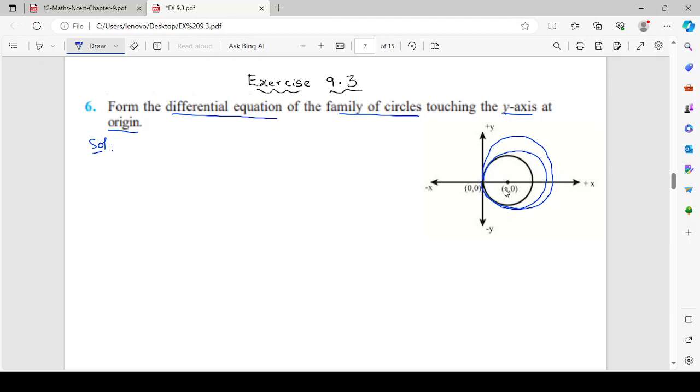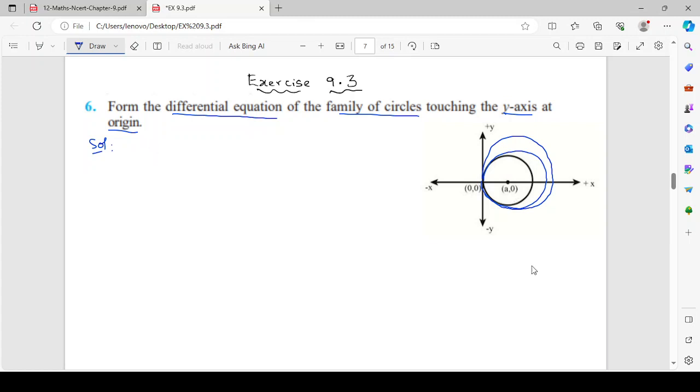So for a family of circles, the center keeps on changing. That's why I have written A comma 0 as the center of the family of circles. And what is the radius? For this circle, the radius will be the same A units. Similarly, if it is 2 units, 2 comma 0 is the center, and the distance from origin to that point is 2. So in general, for the whole family of circles, I am considering A comma 0 as the center. So what is the equation of the circle?